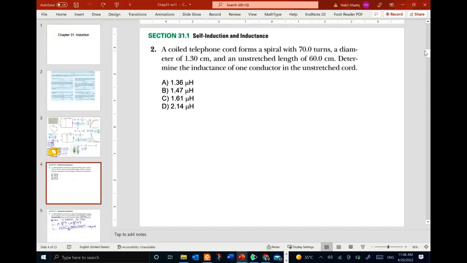a coil telephone forms a spiral of 70 turns and a diameter of 1.3 centimeter and unstretched length of 60. Determine the inductance. Well, so remember, the inductance is the flux linkage. So it's N times phi divided by the current I. And the flux through a solenoid is known. It's B times the area. So this is N times B times the area, mu 0 N I, this is the B, times the area A, which is pi r squared, divided by I.